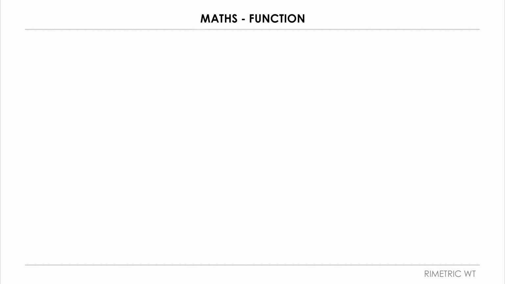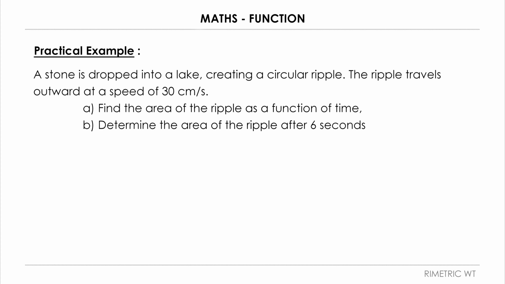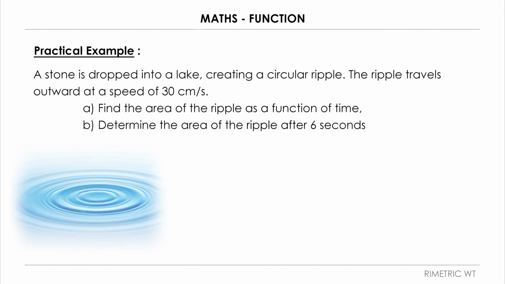Finally, let's look at a practical example. Here, our word problem says, a stone is dropped into a lake, creating a circular ripple. The ripple travels outward at a speed of 30 centimeters per second. Find the area of the ripple as a function of time, and determine the area of the ripple after 6 seconds. I'll give you a moment to think about the problem and try solving it yourself. Feel free to pause the video.